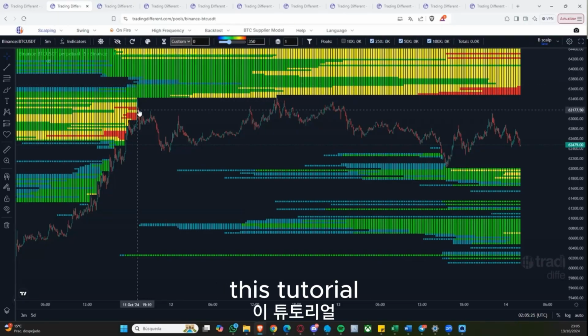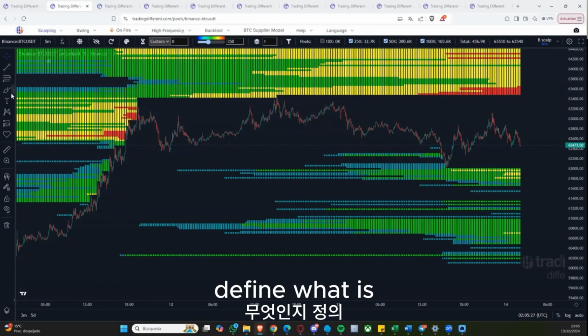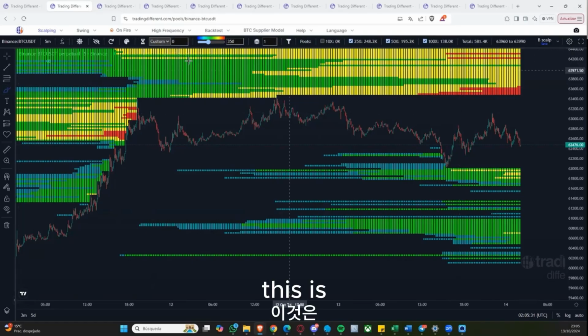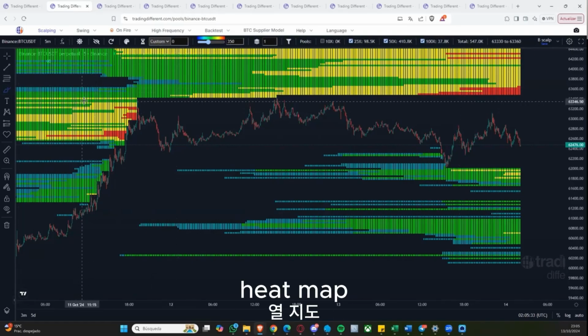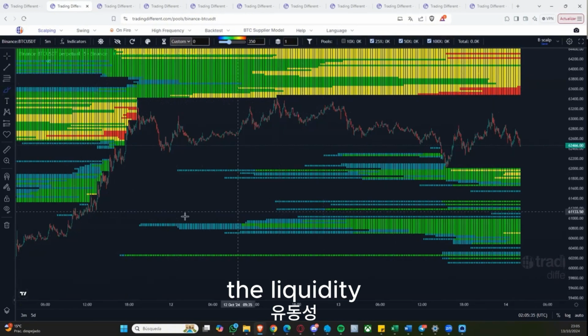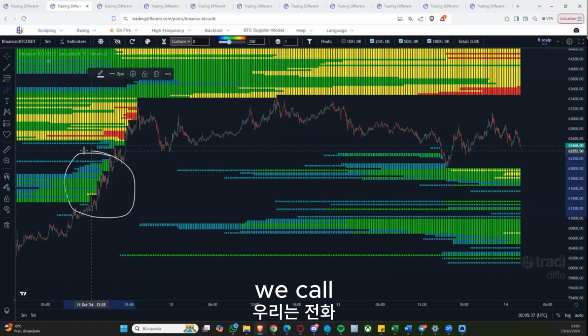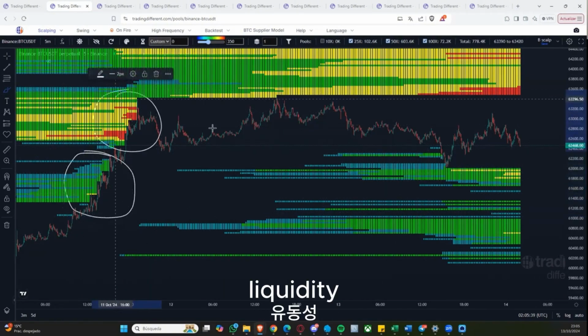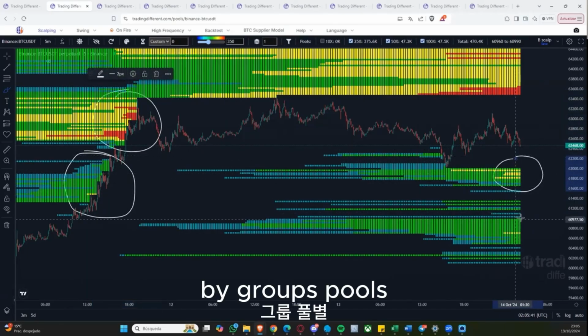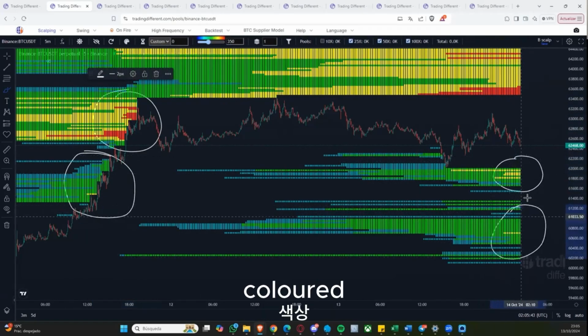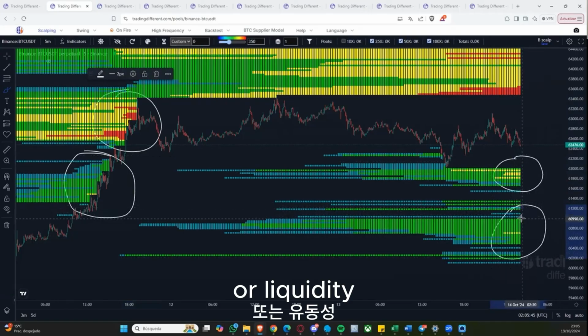To understand this tutorial, we must first define what is displayed in the window. This is what we call Liquidation Heatmap. We view all the liquidity that is displayed. We call each of these areas of accumulated liquidity, separated by groups, pools. And each of these colored clusters is a settlement or liquidity pool.